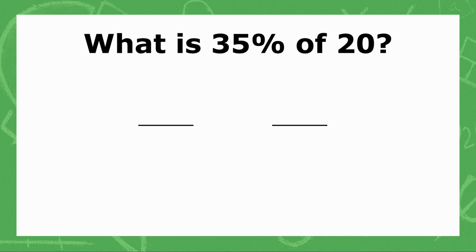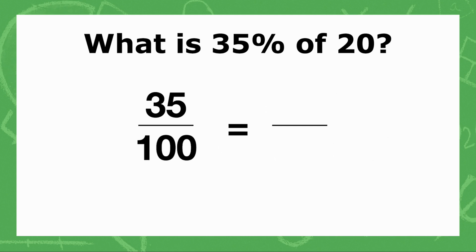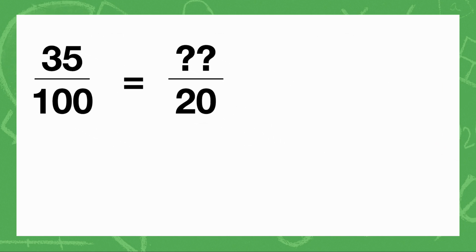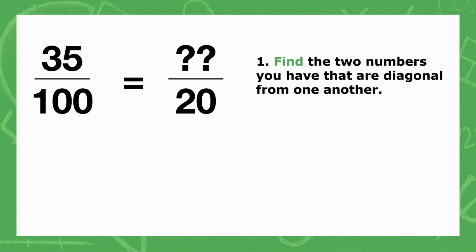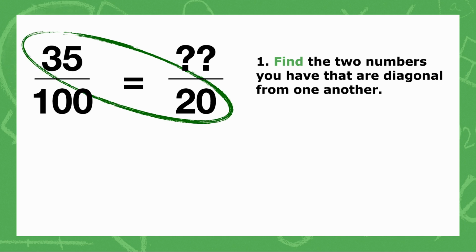The first ratio we have is our percentage. So 35 out of 100 will go in the first space, and we want to set that equal to something out of 20. Now let's follow our 3 steps to cross multiply and solve. Step 1 says to find the 2 numbers you have that are diagonal from one another. In this case, that's 35 and 20. We're going to multiply them by each other. 35 times 20 gives us 700.